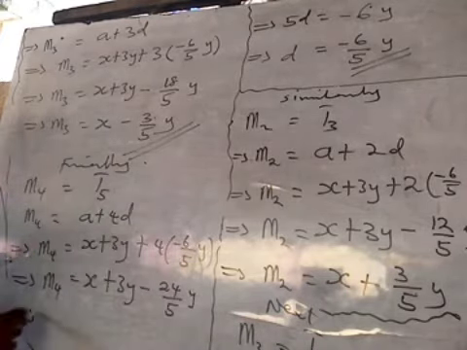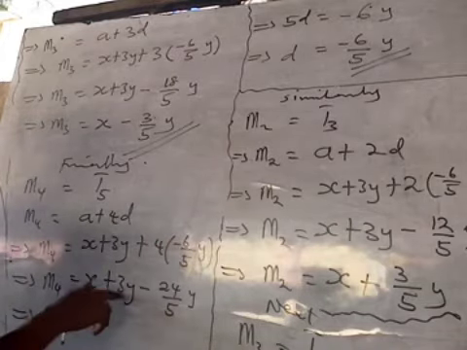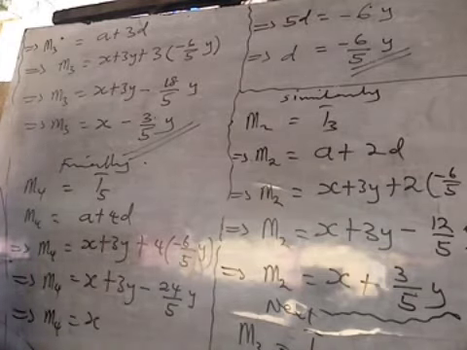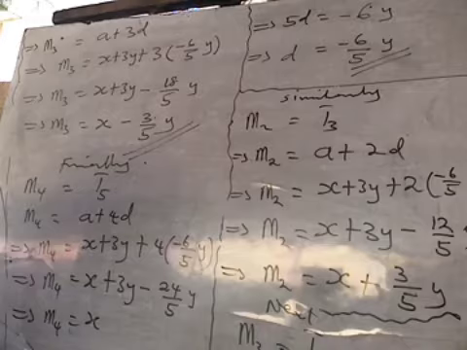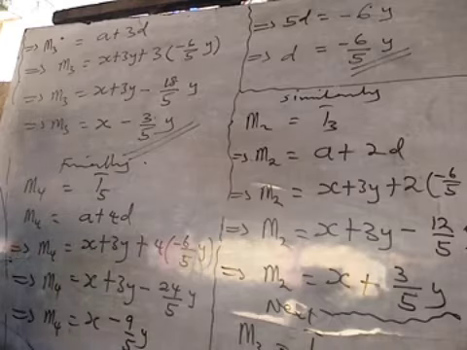And that simply implies that our M4 will be equal to x, 3 times 5 is 15. 15 minus 24 gives us minus 9. So this is just x plus 3y minus 9 over 5y. So this is the value of the mean.